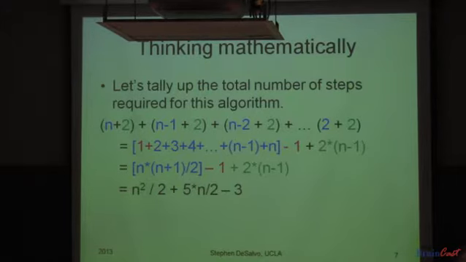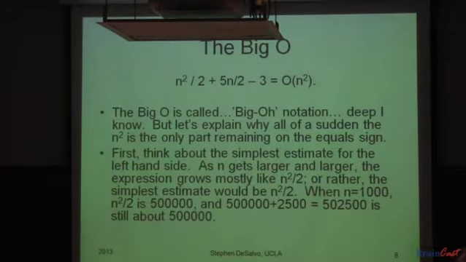Let me explain what I mean by that more precisely. Okay? This is the punchline. We're going to take a polynomial, for example, like this, or a math expression like this, and we're going to convert it to what's called big O notation. Okay? So what is big O notation?